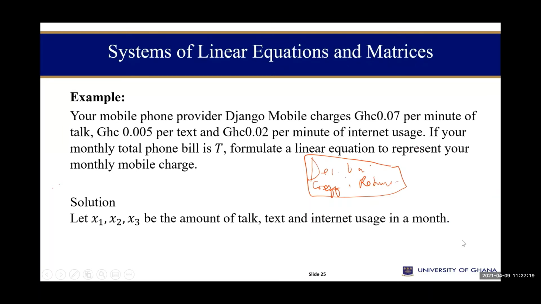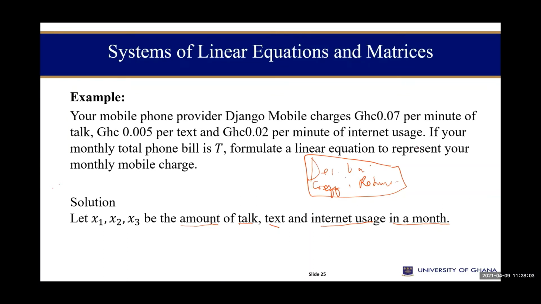Let X1, X2, X3 be the amount of talk, text, internet usage in a month. You don't say let X1 be talk, let X2 be text, let X3 be internet usage. Remember, the unit of measurement here is in figures, so amount. The other one is in numbers. Please note that. What are the coefficients do we have here? 0.07. Great. And our total resource is what? T. Good. So let's now put all of them together.